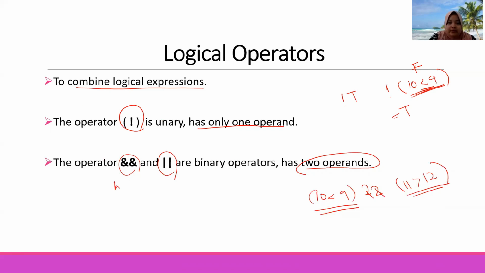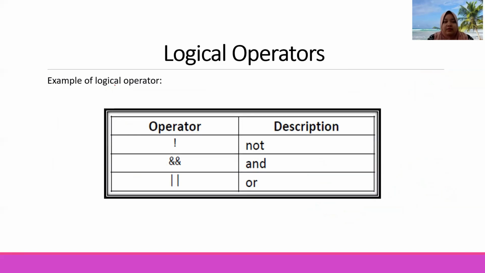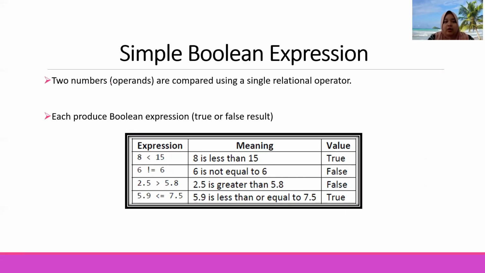Untuk and, this one for and, this one is for or. Dia adalah combination of two operand. Okay, this is the example of the logical operator. This is the operator for the not, and for the and, this one is for the or. So this one saya selalu gelarkan dia sebagai tiang kubur. So remember, tiang kubur itu adalah operator for or. Okay. So two numbers or operands are compared using a single relational operator. Apa itu relational operator? Yang mana tadi? Less than, more than. Itu relational. Each produce Boolean expression true or false result.